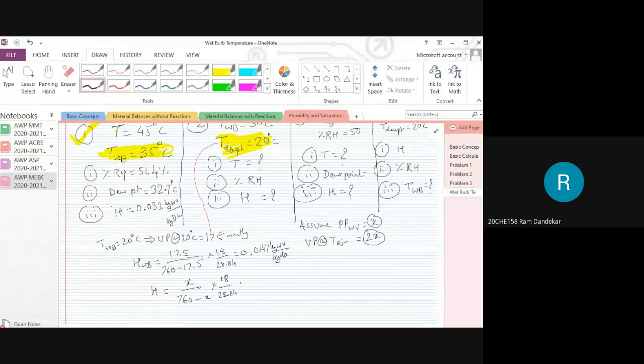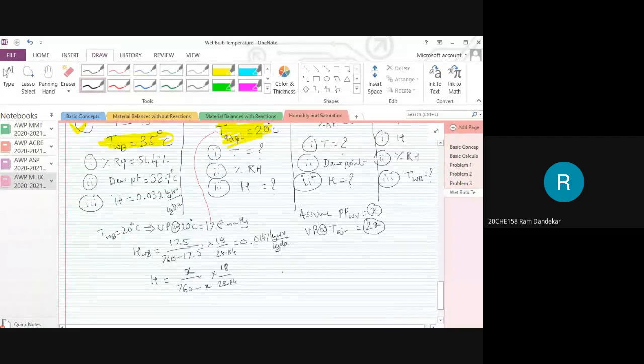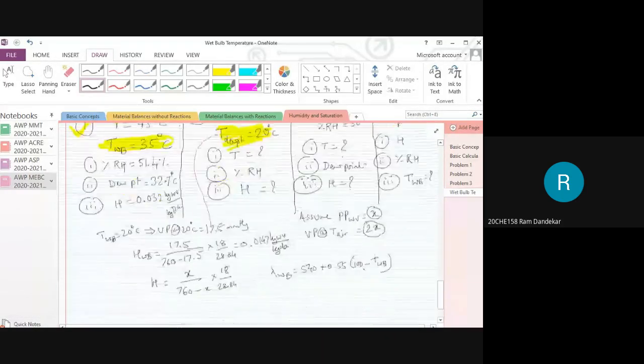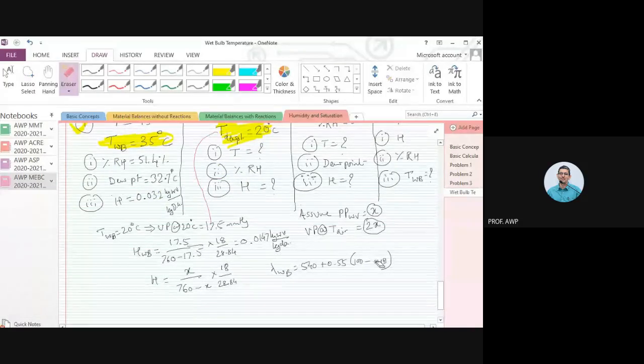Then I calculated lambda WB. So lambda WB is 540 plus 0.55 into 100 minus the wet bulb temperature, and the wet bulb temperature is 20 degrees centigrade. So 100 minus 20. So lambda is how much? 584. Units kilocalories per kg. Pay attention to units.